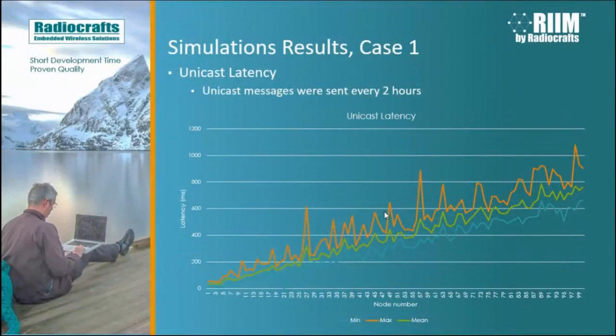And now unicast latency, which is the latency from each node up to the border router. I think the best way to analyze the unicast latency is with this graph. Every 2 hours, all nodes send a status message to the border router, and their latencies are recorded.